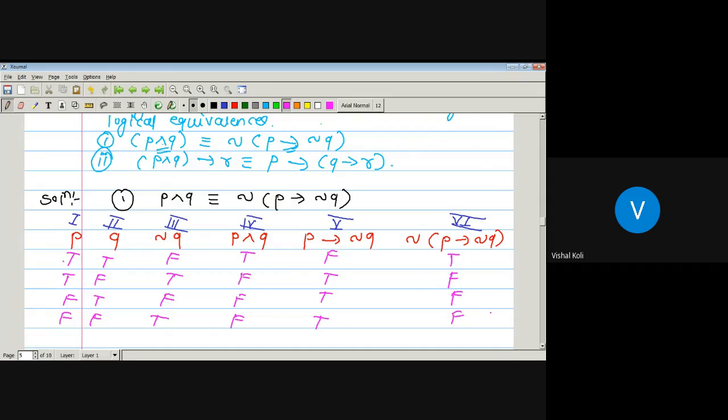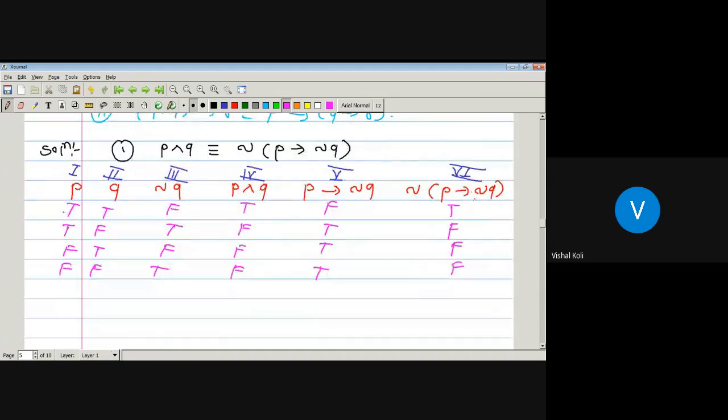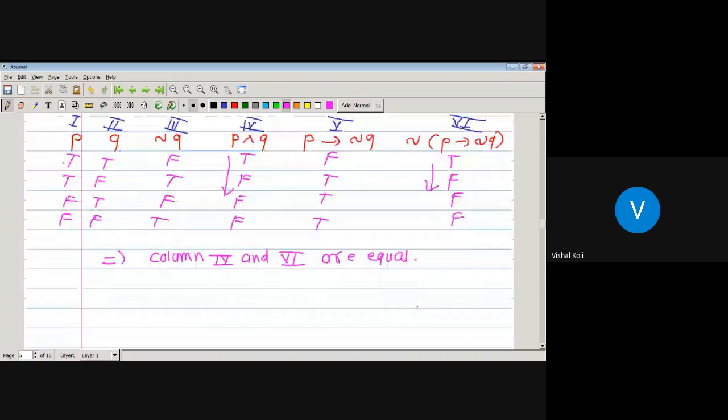Now by observing this table, the fourth and sixth columns are equal. That is T T, F F, F F, F F. This column and this column are identical, which implies column 4 and 6 are equal. As these columns are equal, the corresponding statement patterns are equal. That is, P and Q is equivalent to negation of (P conditional negation of Q).